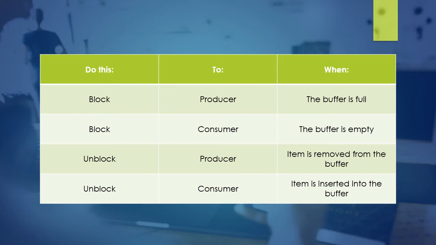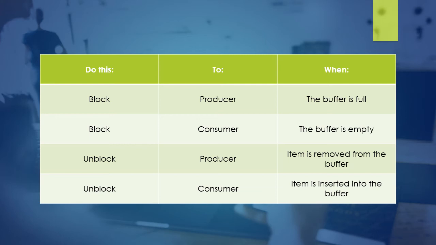Why do we want to block the consumer when the buffer is empty? We would like to block the consumer because if we do not, the consumer will go and take an item from the empty buffer, which would be garbage. If you put garbage into a problem, you get garbage as a result. That is why we do not want the consumer to take anything out of an empty buffer.